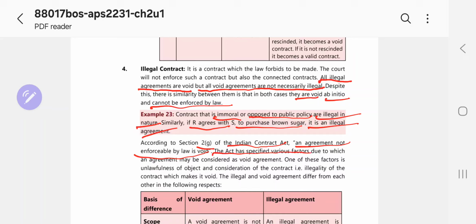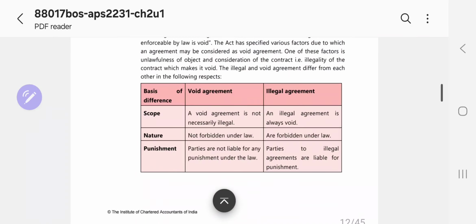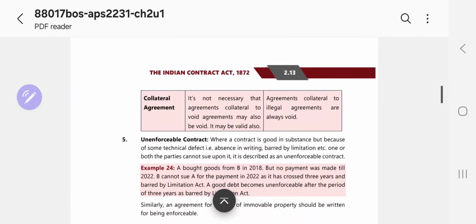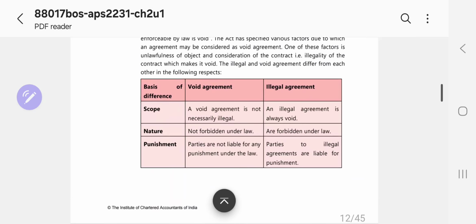The Act has specified various factors due to which an agreement may be considered a void agreement, which we have seen earlier. One of these factors is unlawfulness of the object and consideration of the contract, that is, illegality of the contract, which makes it void. The illegal and void agreement differ from each other in the following respects. Now we can see what the major differences between illegal and void contracts are.